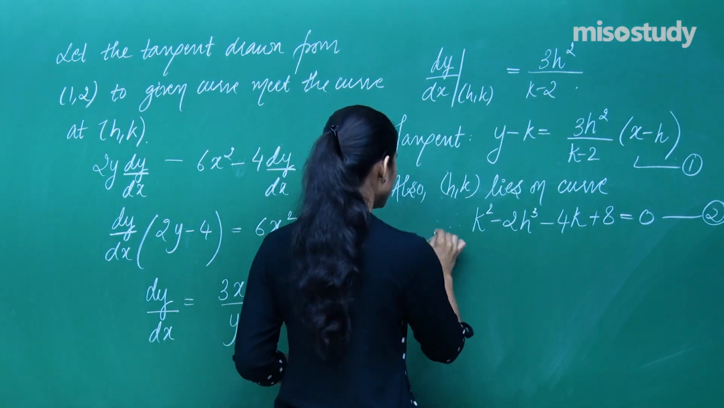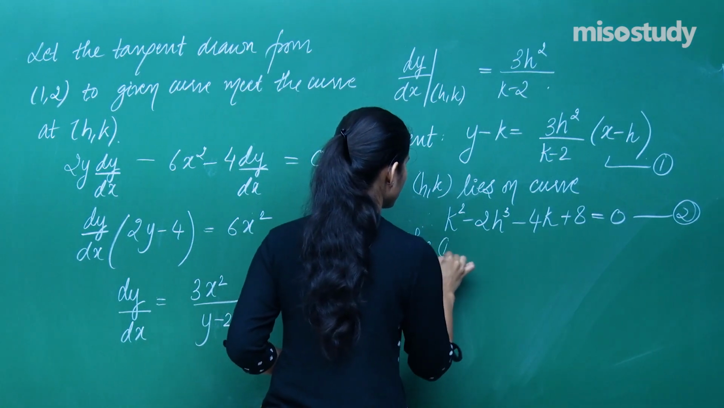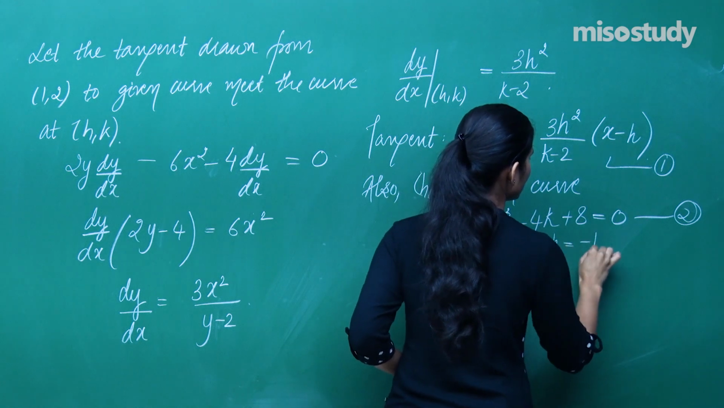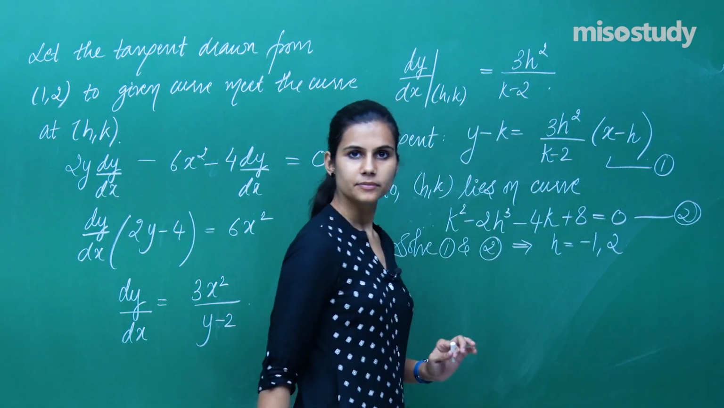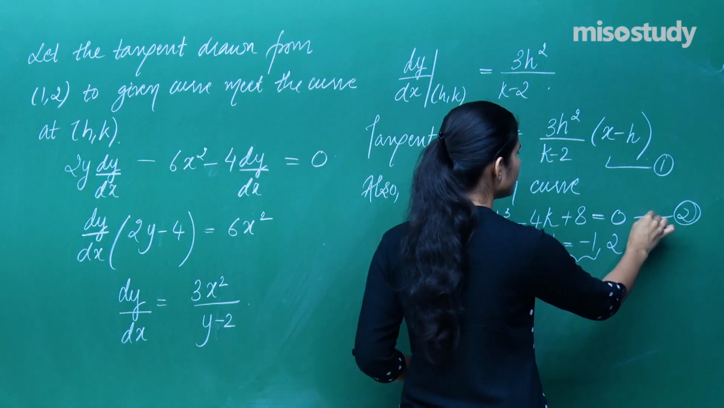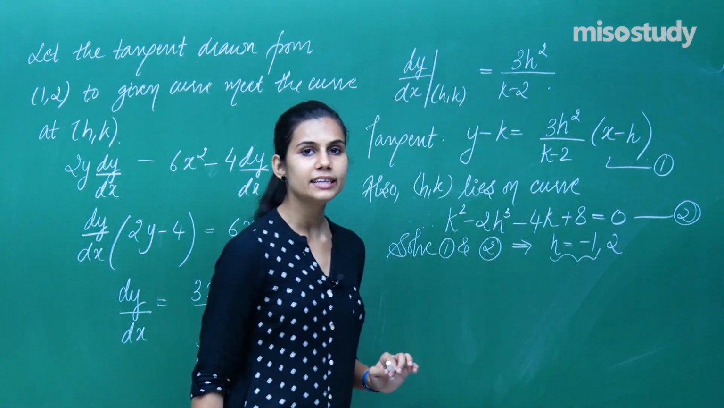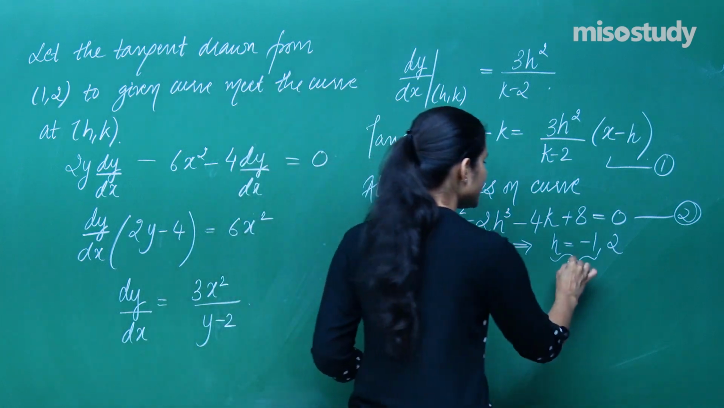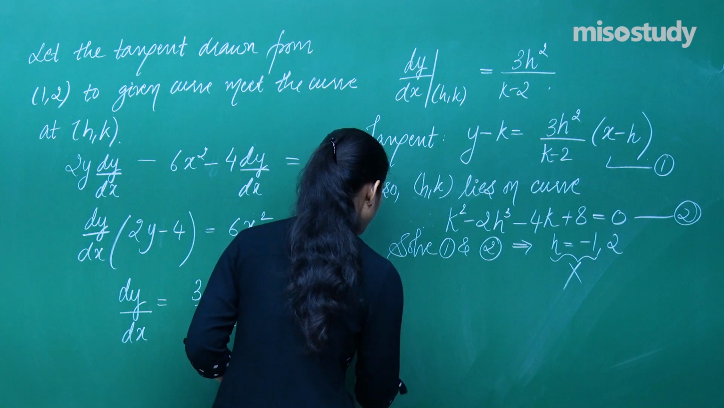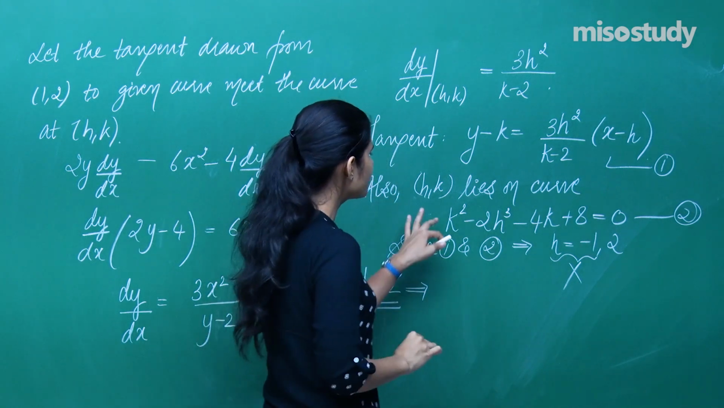When you solve 1 and 2, you get h comes out to be minus 1 and 2. But with h equals minus 1, when you put it in the second equation, you don't get real values of k. So you basically don't take h equals minus 1, you take h equals 2. And for that, what are the values of k that you get?